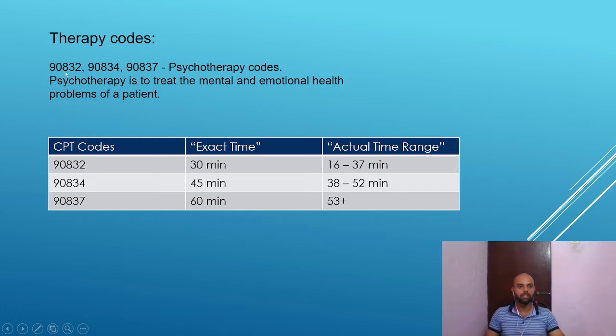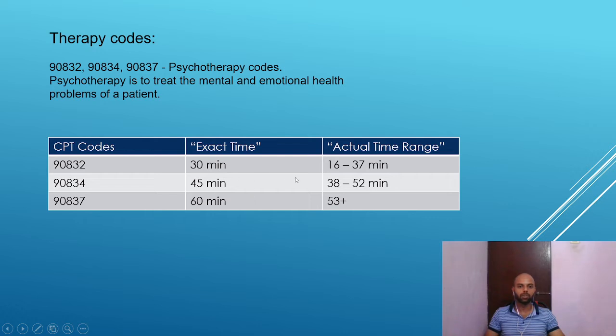Therapy codes 90832, 90834, 90837. These are all psychotherapy codes. Psychotherapy is to treat the mental and emotional health problems of a patient. These three codes are time-based codes. 90832 is for 30 minutes, 90834 is for 45 minutes, 90837 is for 60 minutes.